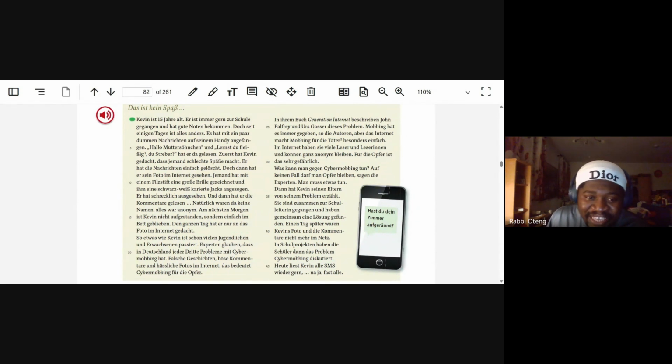So, etwas wie Kevin ist schon vielen Jugendlichen und Erwachsenen passiert. The verb here is passieren, to happen. Okay, and it's dative. If I'm saying that happened to me, we say it's a change of state. That happened to me means right now it's not happening to me. So we use it in the past tense with sein. Okay, then it's dative.